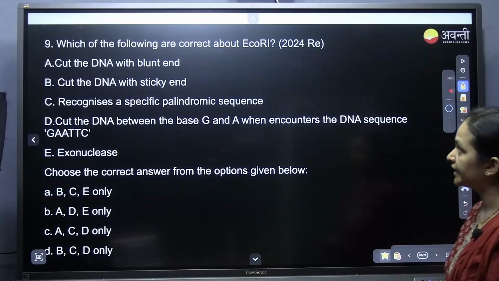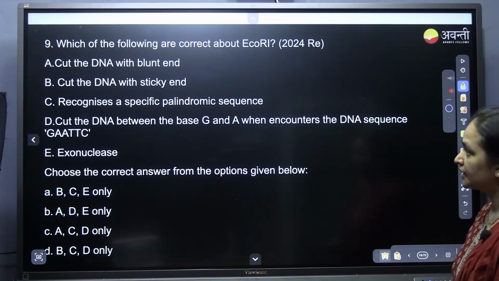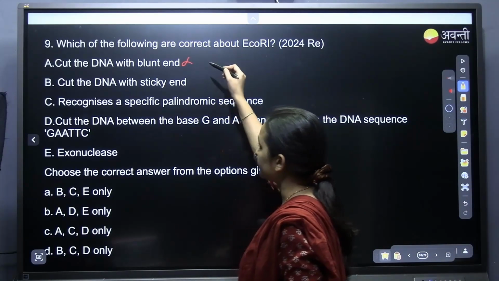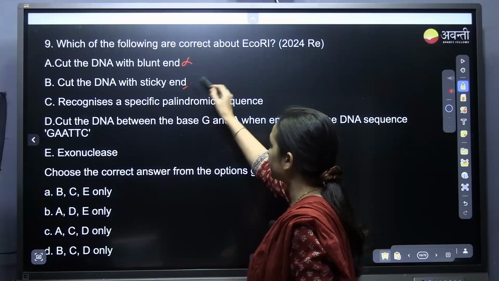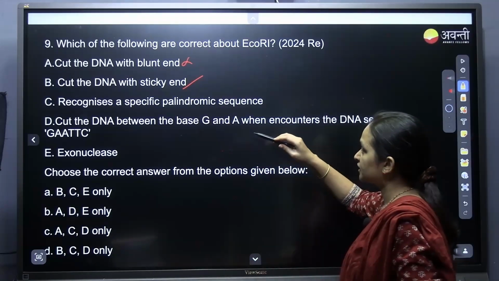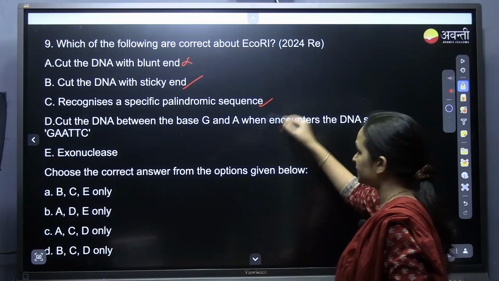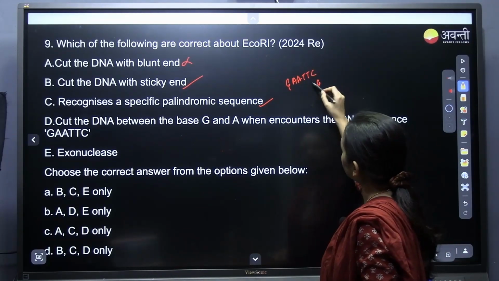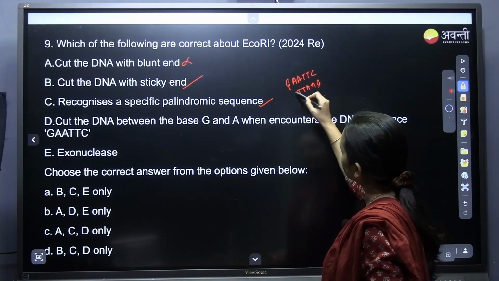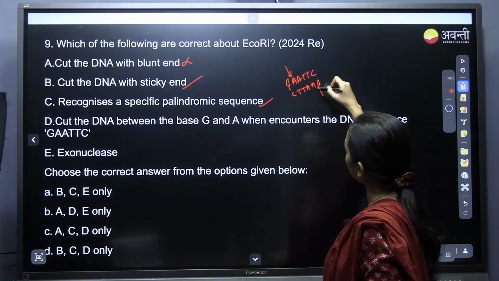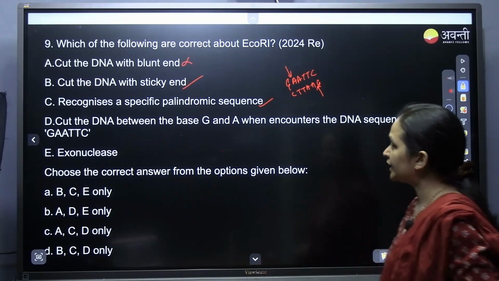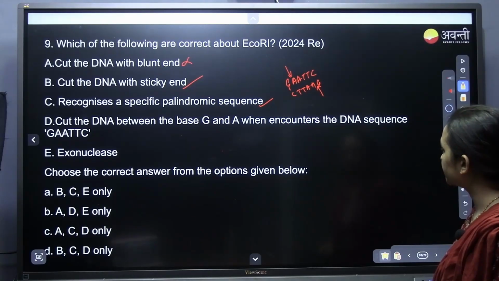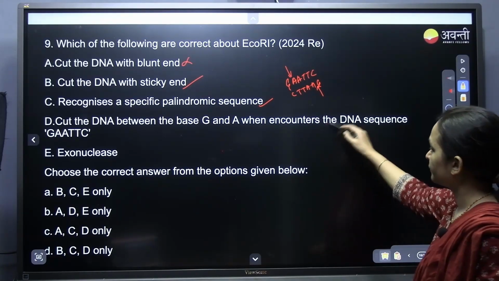Which of the following are correct about EcoRI? Cut the DNA with blunt ends. EcoRI cuts the DNA with staggered ends. Cut the DNA with sticky ends or staggered ends, correct. Recognize a specific palindromic sequence, yes, that is GAATTC, and it cuts here in between G and A. Cut the DNA between the bases G and A when it encounters the DNA sequence GAATTC, correct.